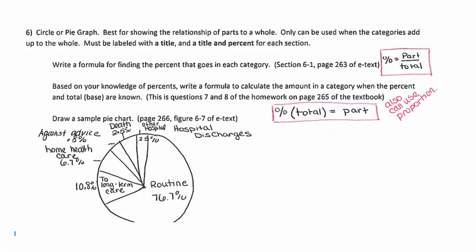Our last type of graph is the pie graph or circle graph. When we look at this one, it is best for showing relationships of part to the whole. And it can only be used, note that only, when the categories add up to the whole. So we need a title and a percent for each of these sections the whole way around here.